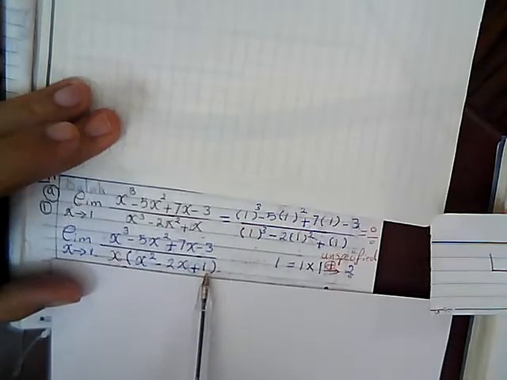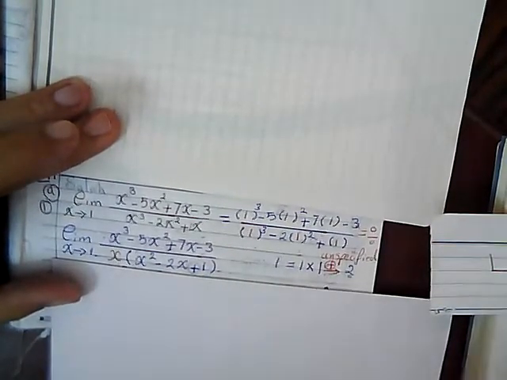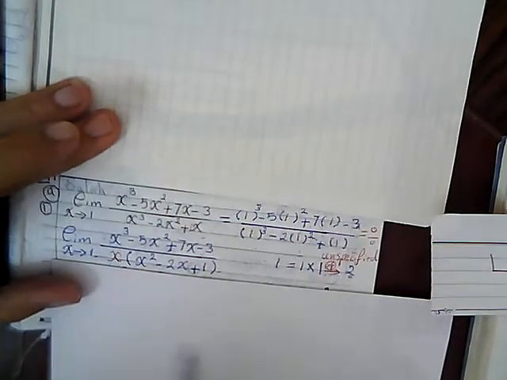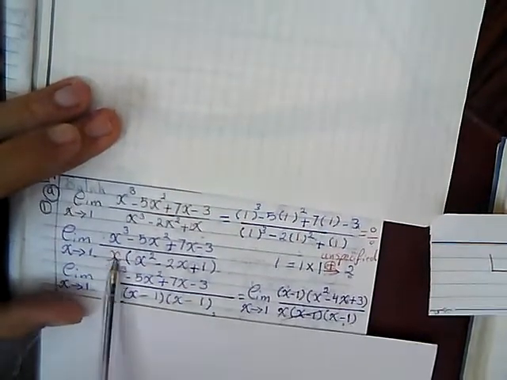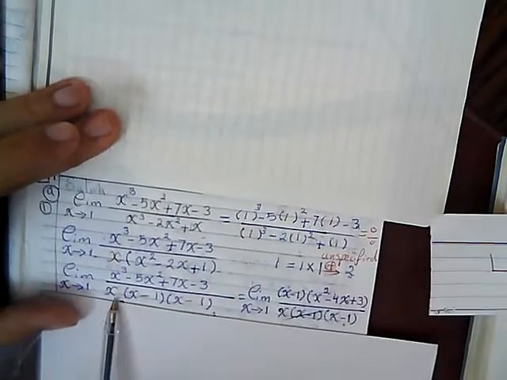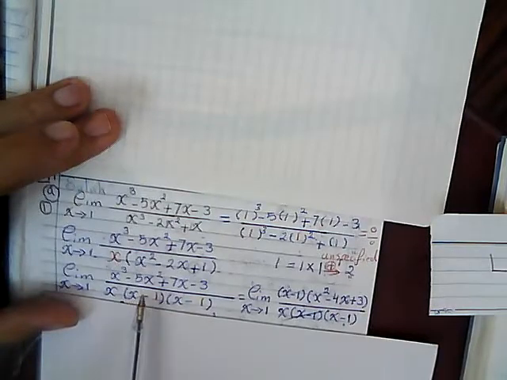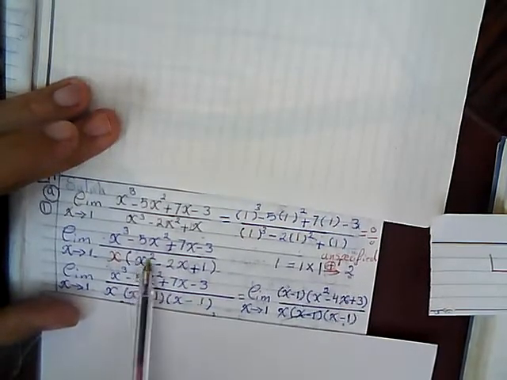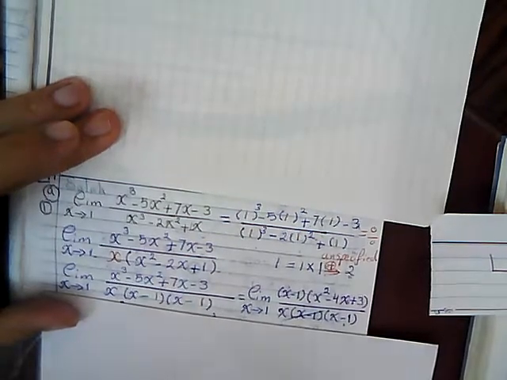1 can become 1 times 1, right? And the x² can become x times x. So we open two brackets. I will leave, of course, the HCF as it is. I open two brackets. The x² became x times x, and the 1 became 1 times 1.